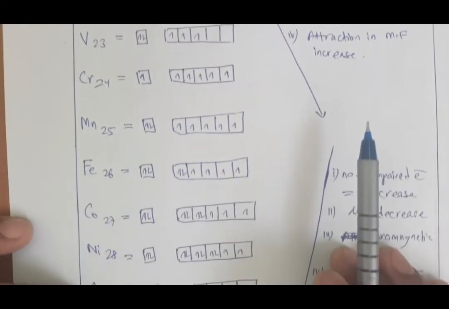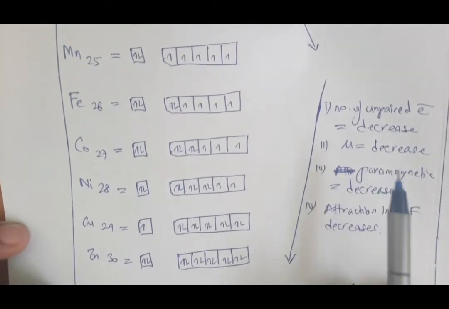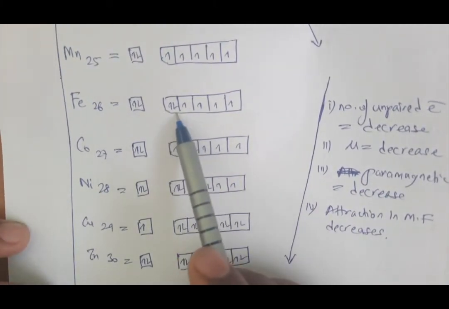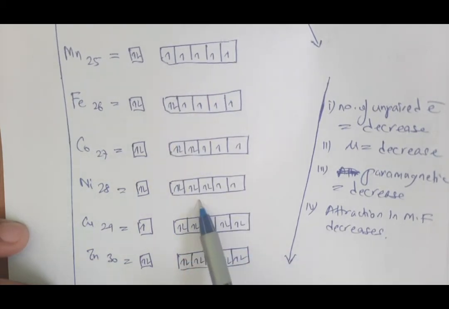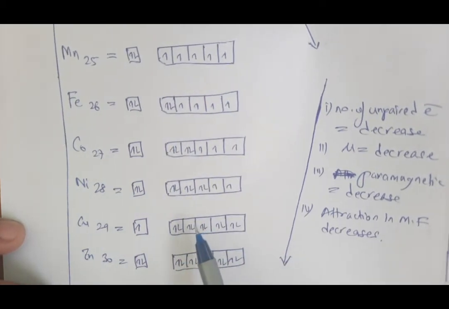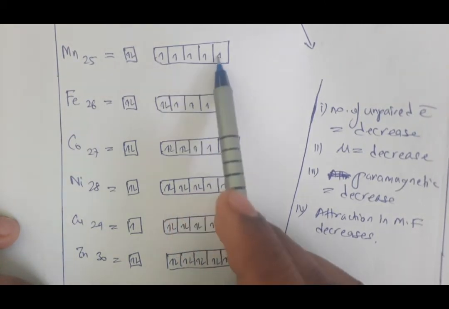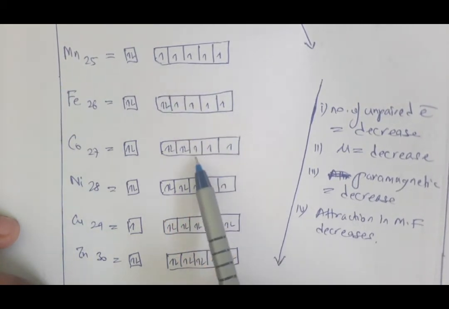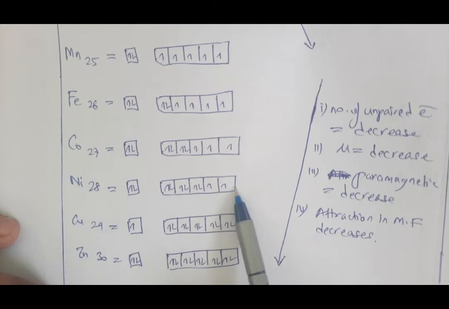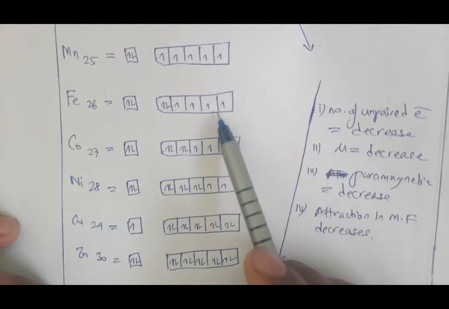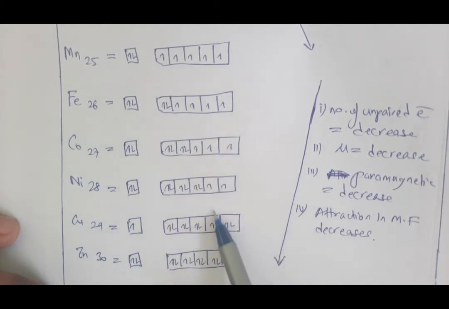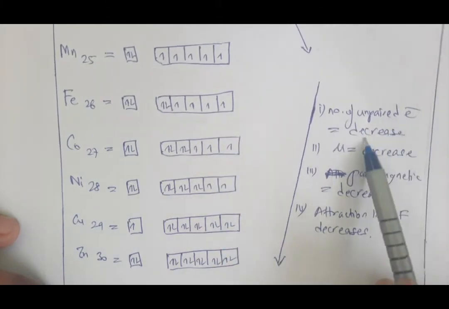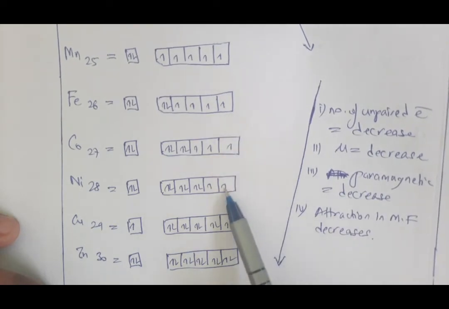But from the midway, if you see what is happening, pairing of electrons is occurring in the d orbital. Till here there was no pairing. Now here pairing is occurring in the d orbital, whereby the number of unpaired electrons will decrease. Here is 5, now it became 4, it became 3, it became 2, it became 1 unpaired, and here 0. So after the midway, from manganese onwards, iron, cobalt, nickel, copper, and zinc, the number of unpaired electrons will decrease: 5, 3, 2, 1, 0.